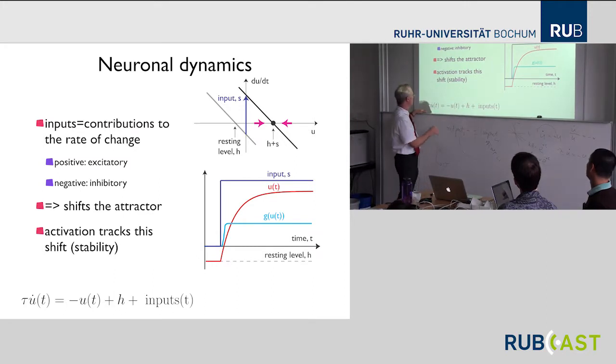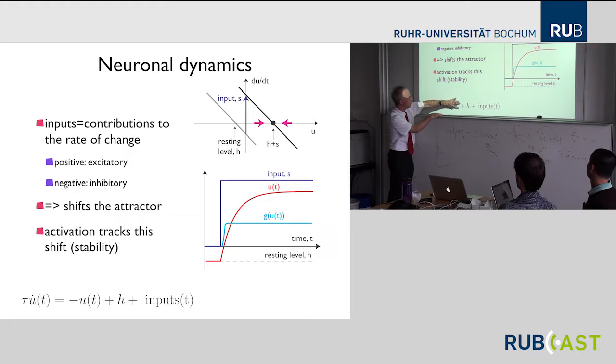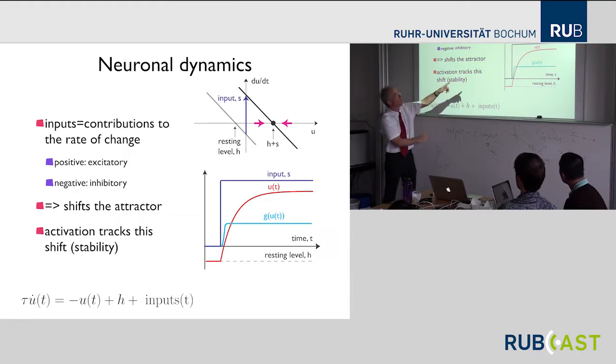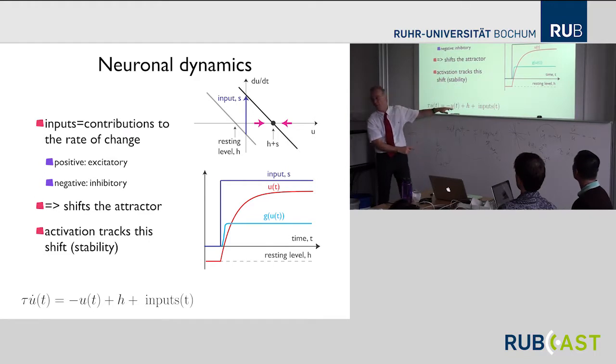Here I did the tau on the left. If everything was right, you see the new fixed point is u. Put that to that side. u equals h plus s, and that's what I call s up there, the input. That's what happens. It shifts to that new value.